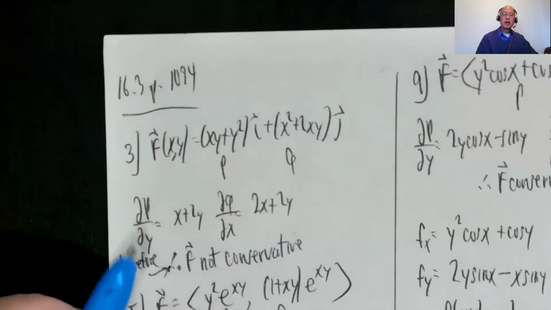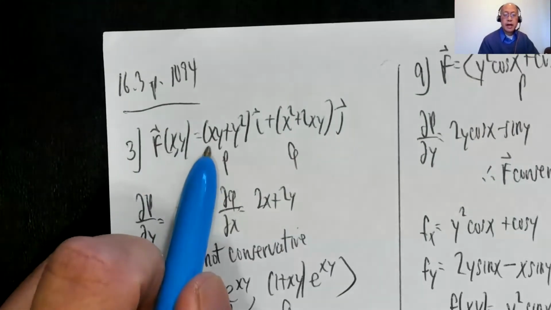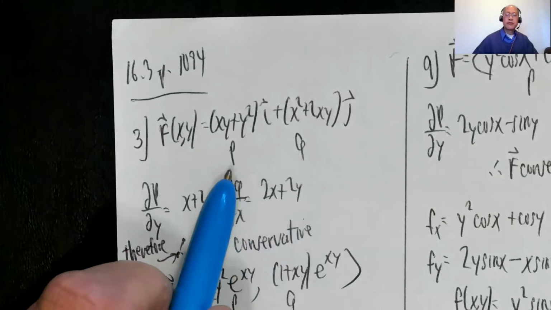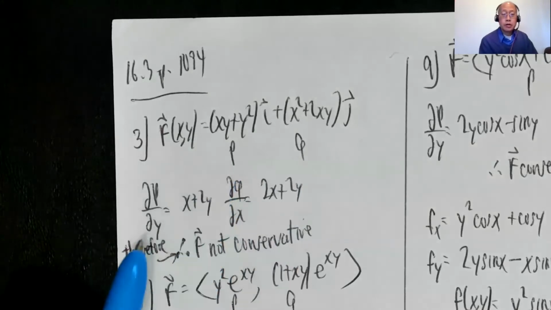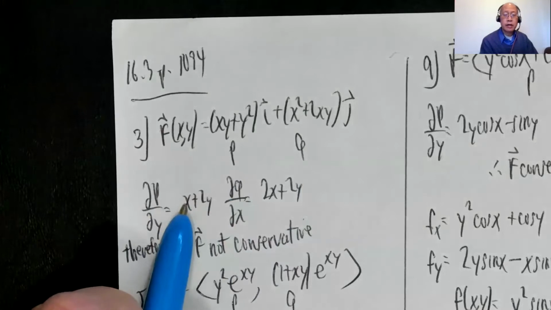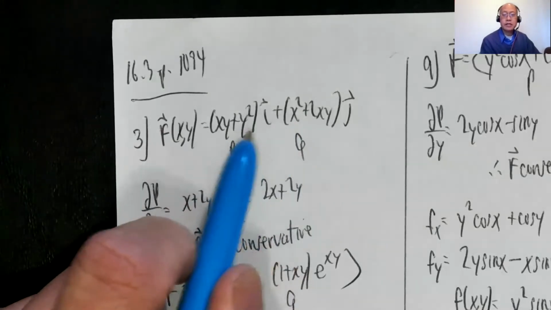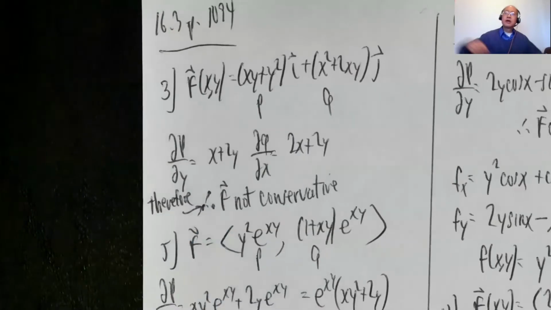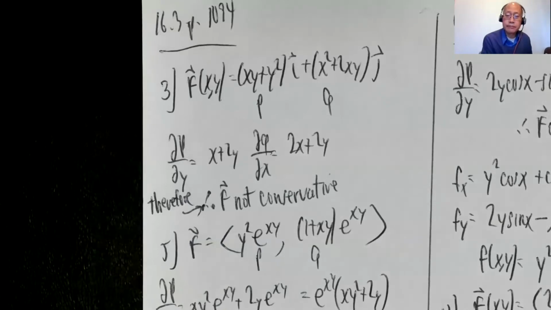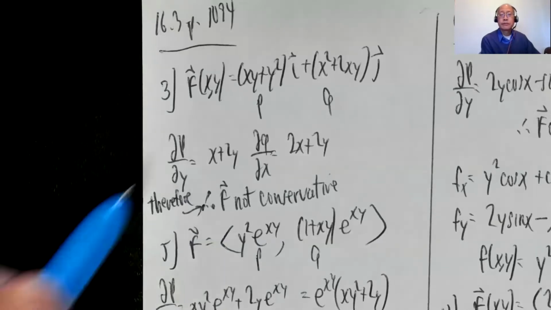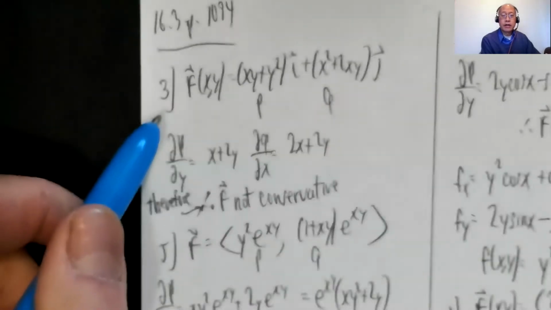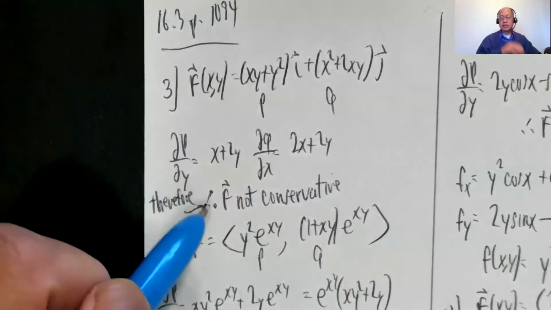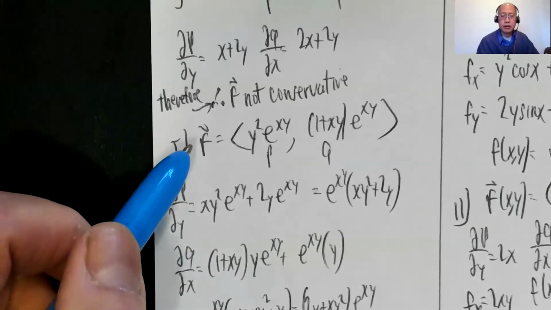All right, number 3. F of x,y is (xy + y squared) i + (x squared + 2xy) j. Is it conservative? So partial of P with respect to y, x + 2y. Partial of Q with respect to x, 2x + 2y. They're not equal. Therefore, F is not conservative. We're done. We cannot find an anti-gradient. There is no little f such that the gradient of little f is this. In other words, this cannot be the answer to a gradient problem. Okay, so that was too easy because it's not conservative. So most of the rest of them, they are conservative.